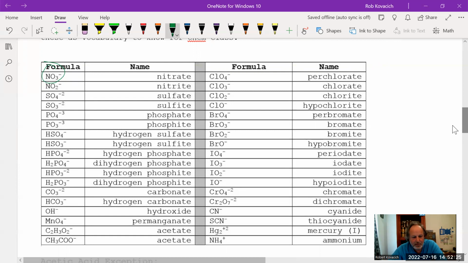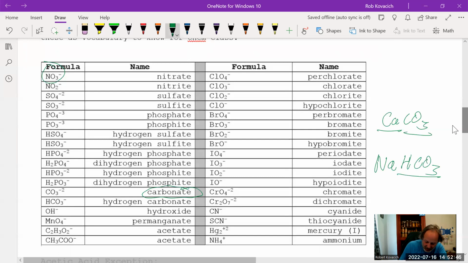So that's why we treat them as an entity, because a lot of the things that you have around you deal with this. So like chalk is CaCO3. This is a calcium and this is a carbonate. Well, here's the carbonate right here. Or baking soda, NaHCO3. There's a polyatomic ion, and here's the polyatomic ion, hydrogen carbonate. So lots of things around us have these polyatomic ions in them.